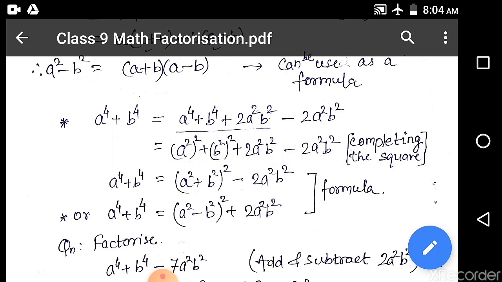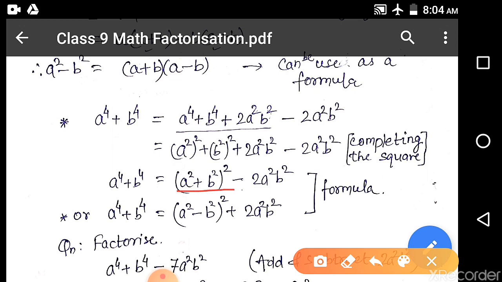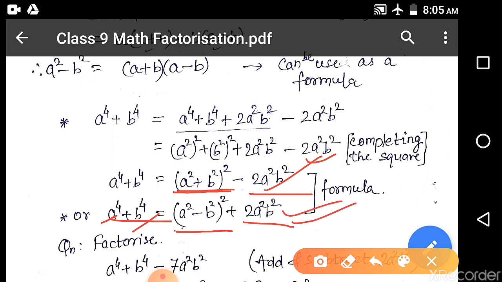So here we found a square plus b square whole square, and what is left here? Minus 2ab is left. So we got a formula here: a to the power 4 plus b to the power 4 is equal to a square plus b square whole square minus 2a square b square. Or, for the same a to the power 4 plus b to the power 4, we can take it like this: a square minus b square whole square plus 2ab. And I think you should try how this will come.